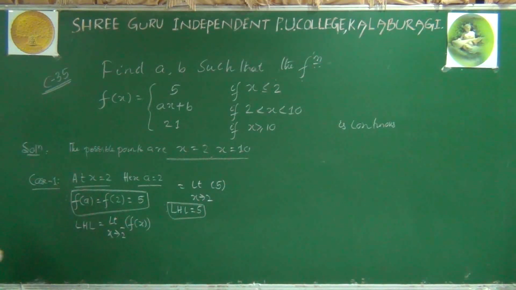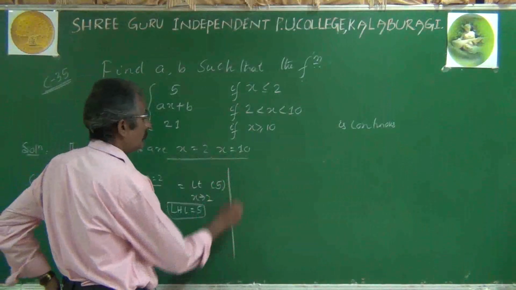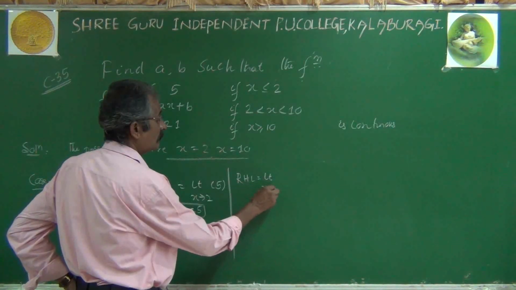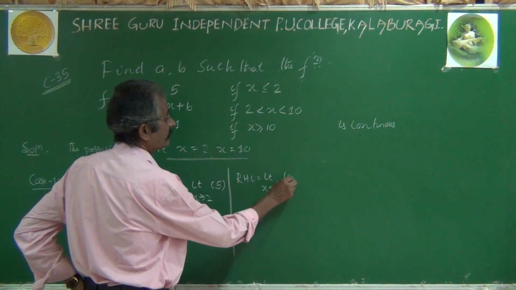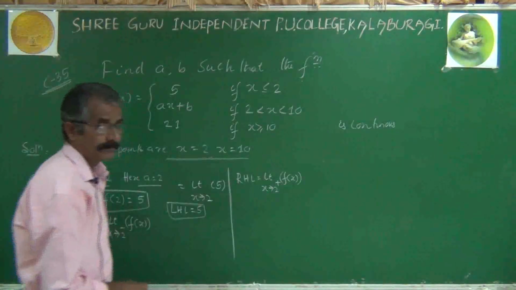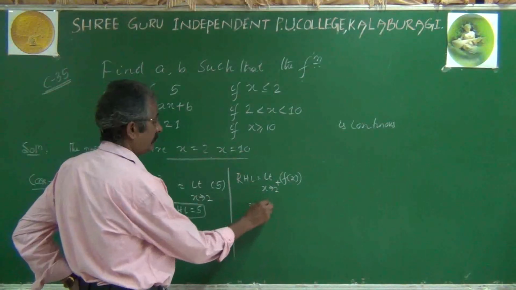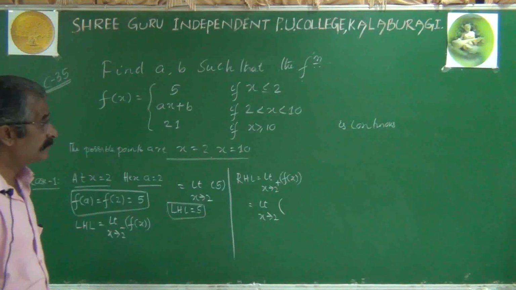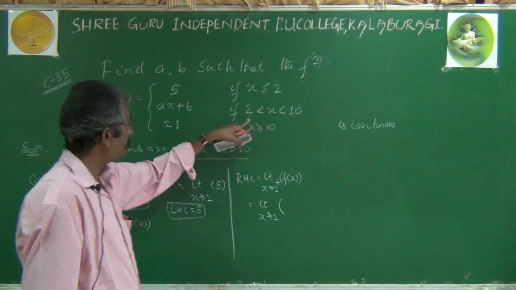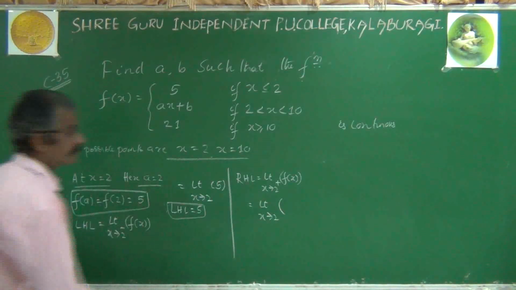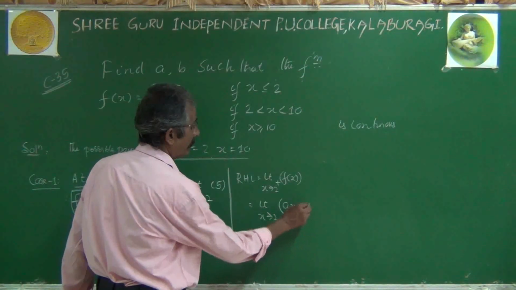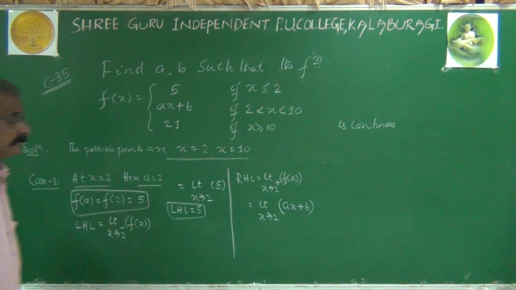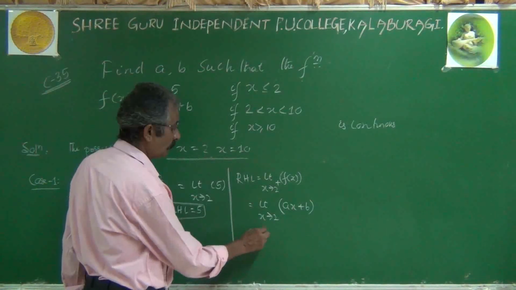We also get the right hand limit under this case. Now right hand limit equals limit x tending to 2 plus f of x. That is limit x tending to 2. 2 plus means more than 2. When x is more than 2, function is ax plus b. So replace x by 2: 2a plus b.